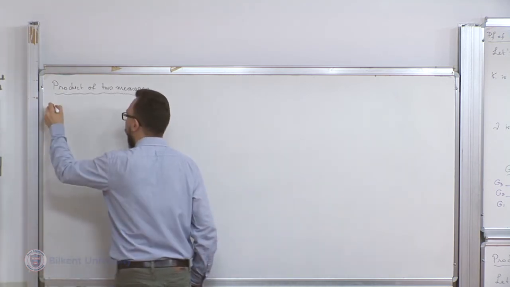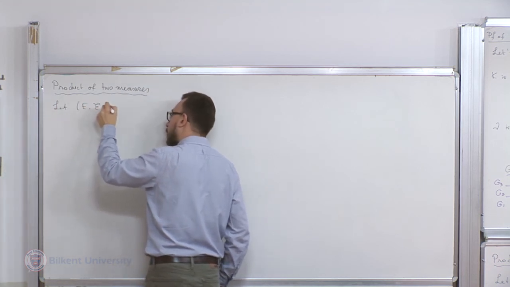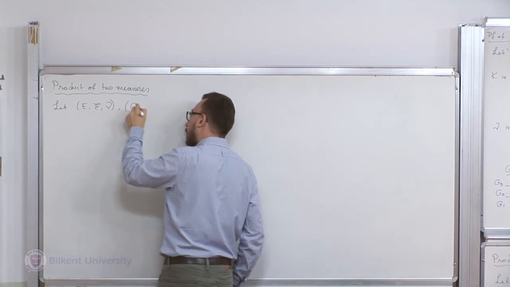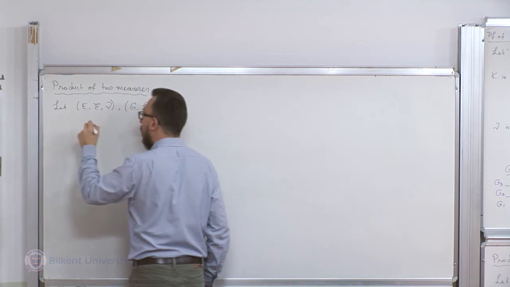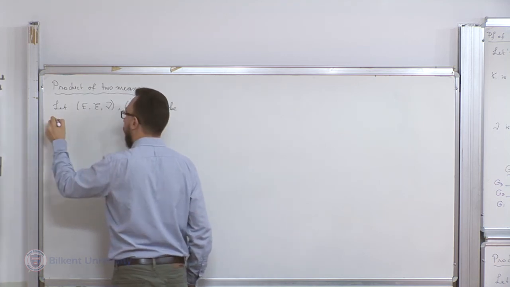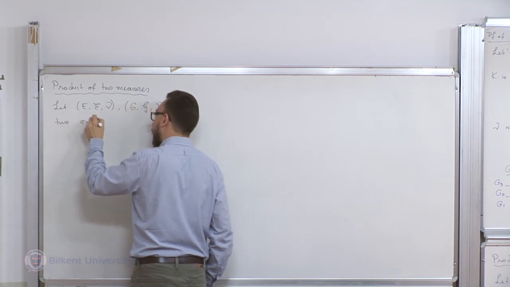So let's say we have B. So I don't have a kernel, okay? B2, let's say, sigma finite measure spaces.